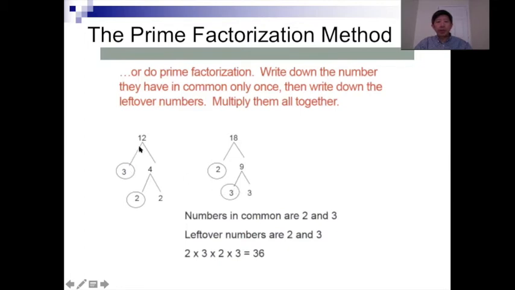So you can observe 12 and 18 and see which numbers they have in common: 3 and 2, 2 and 3. So we take 3 times 2 times 2 times 3, and we get 36. This is the prime factorization method. You multiply all the factors together, and then you will find the LCM.